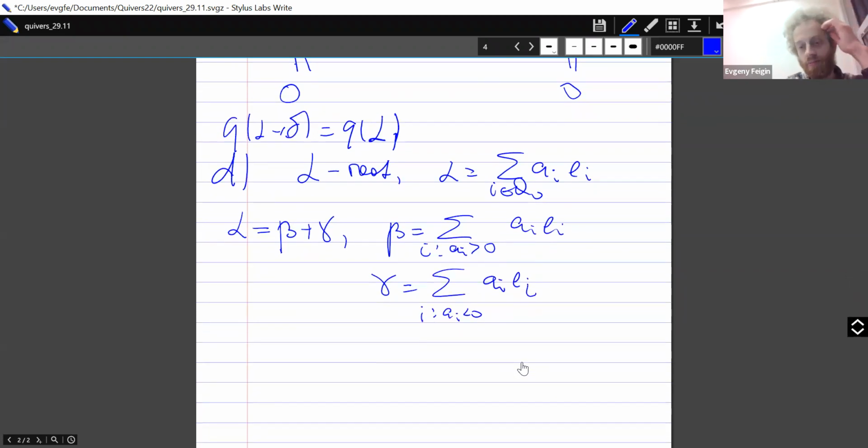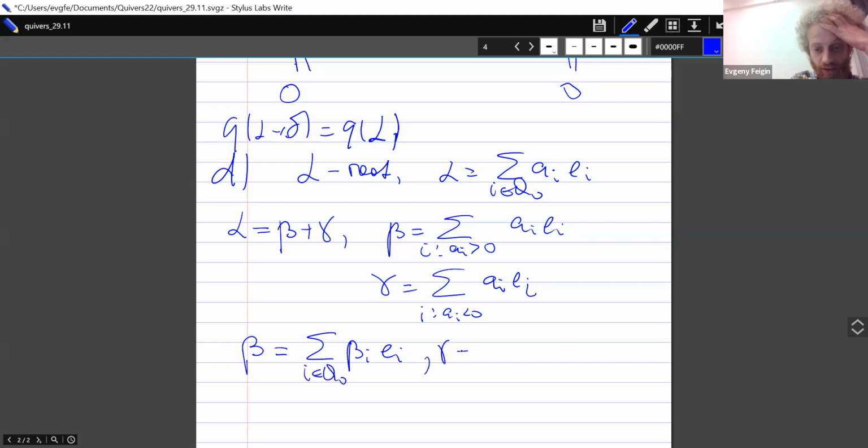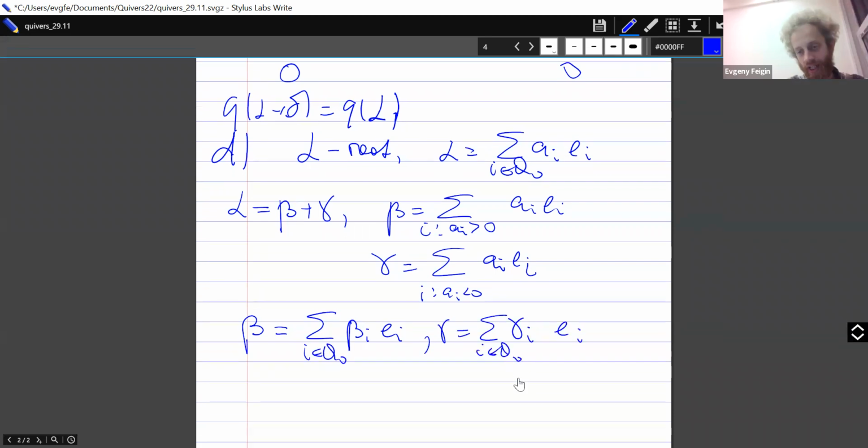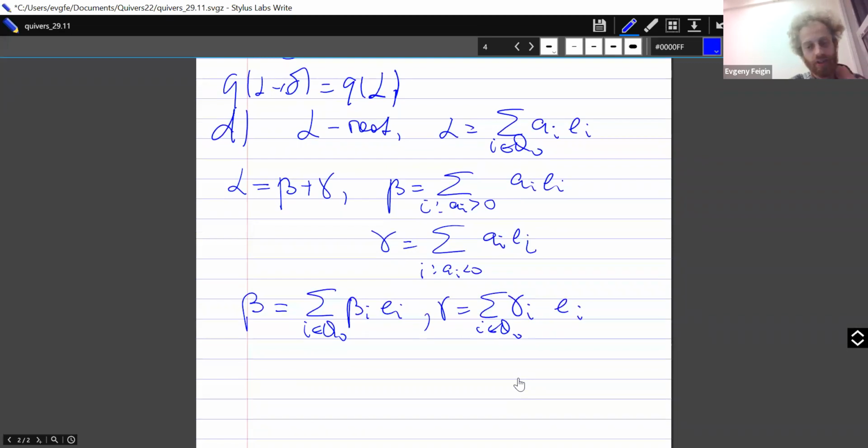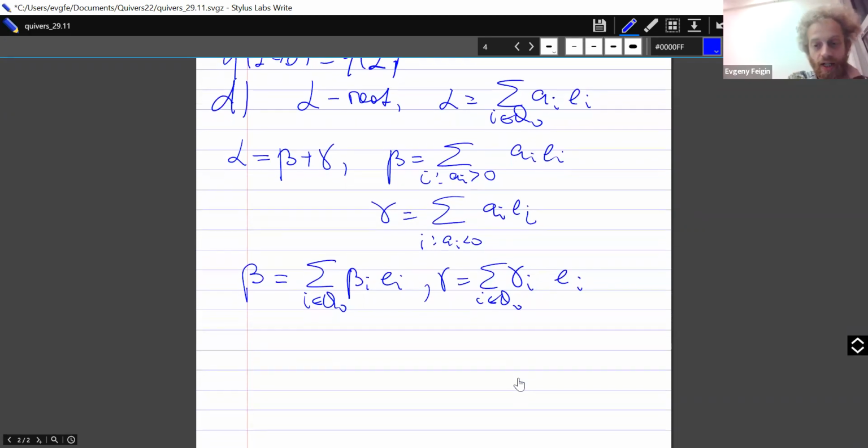So just separate positive entries from the negative ones. And for simplicity, for convenience, let us write beta to be the sum of beta_i e_i over all i, and gamma to be the sum of gamma_i e_i also over i. I just want to use uniform notation for the coordinates of beta and for coordinates of gamma.